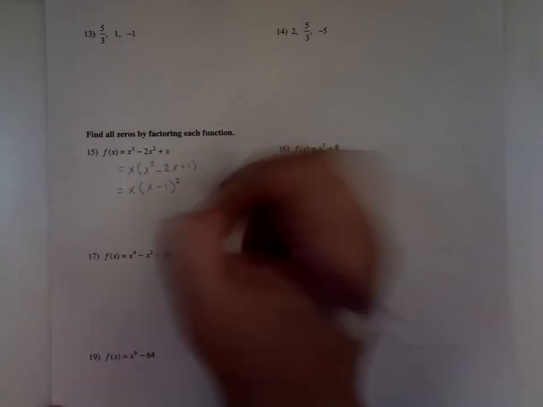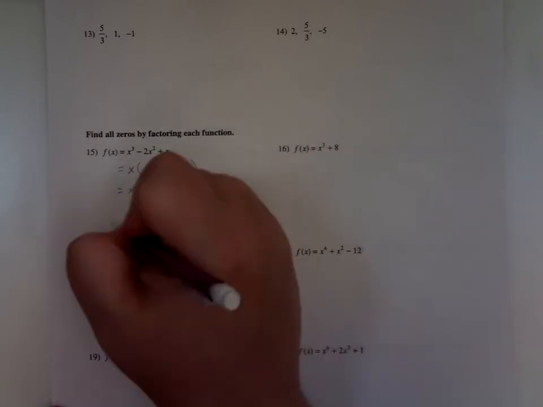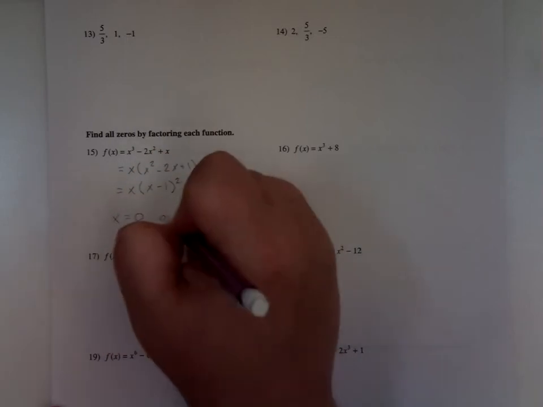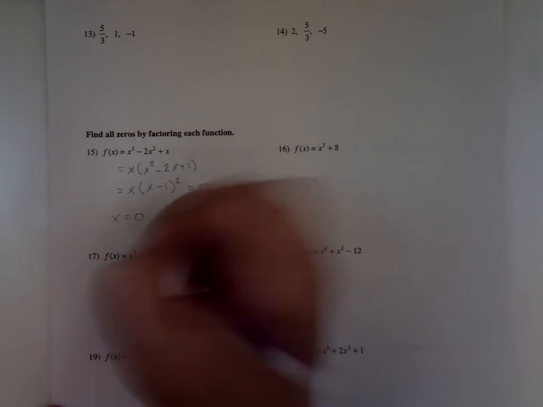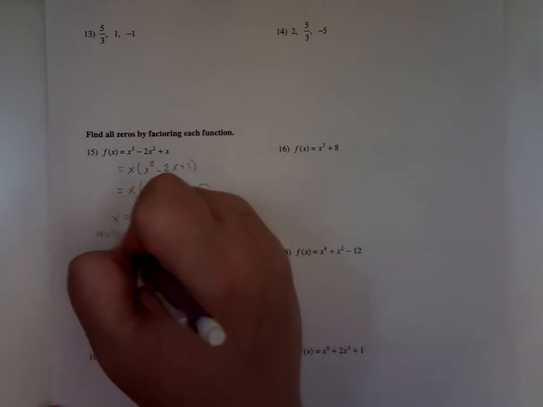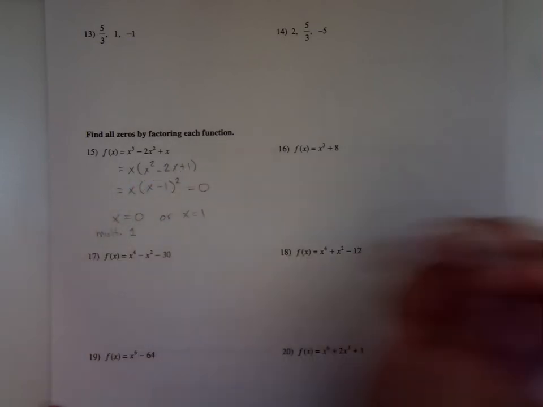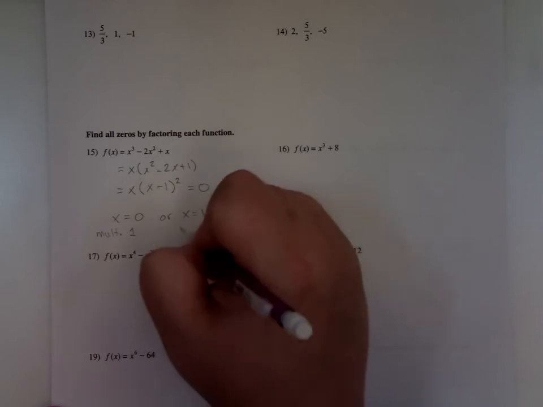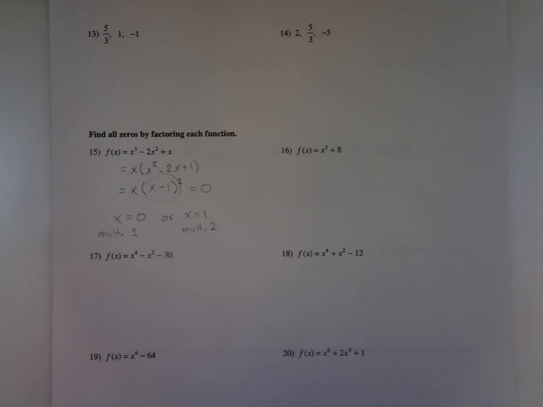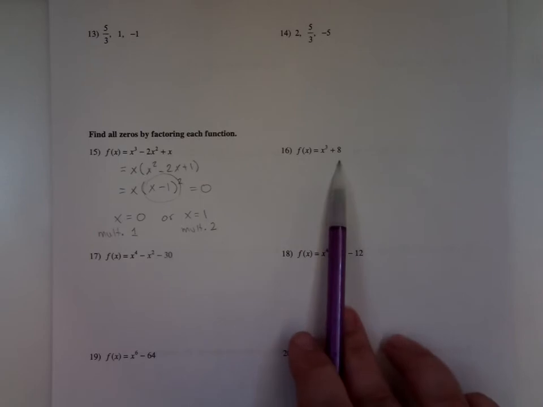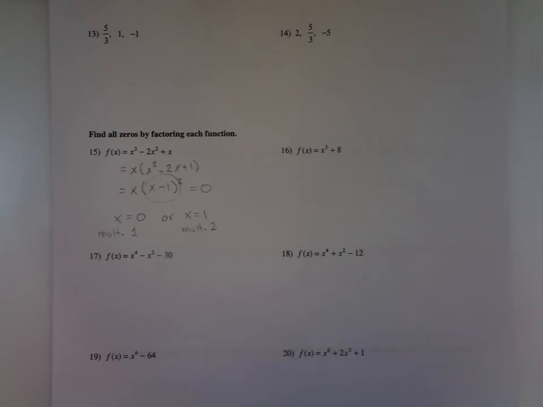So if we set this equal to 0, we're going to get x is equal to 0 or x is equal to 1. And remember, 0 has a multiplicity of 1, and 1 has a multiplicity of 2 because this factor is repeated twice. Okay, this is just a sum of cubes. You should be able to do that from the formula.